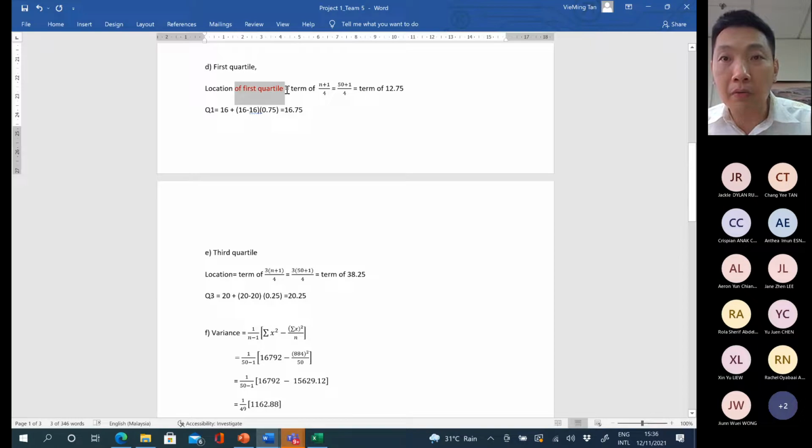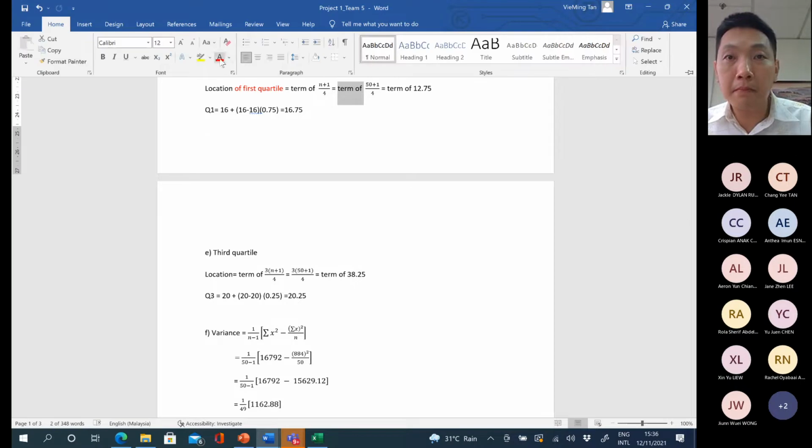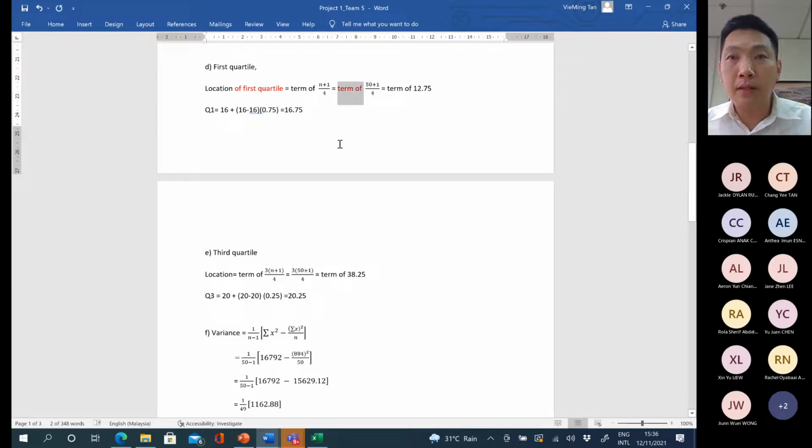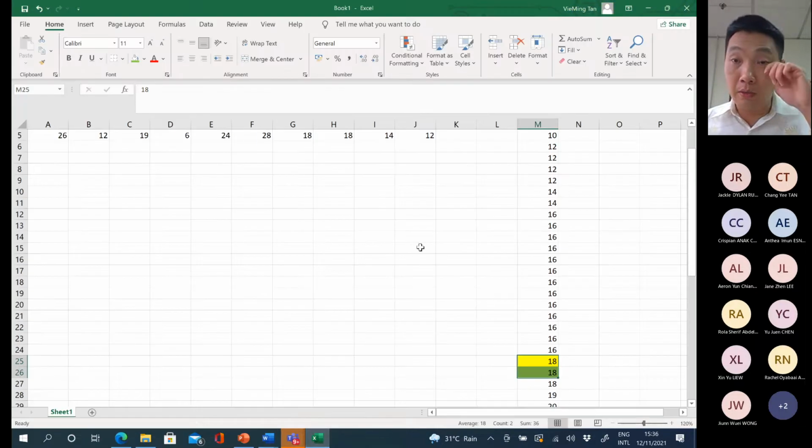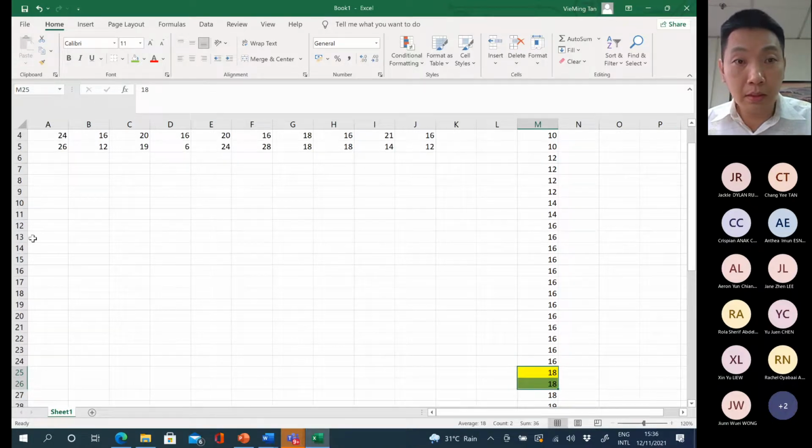Here you also have to put the term of 50 plus 1 divided by 4. Once you identify the term of Q1, the next step is to use the formula. We know that it's in between term 12 and term 13. Based on the formula, Q1 is in between term 12 and term 13. So now we go to our Excel sheet and look for term 12. Term 12 is this number.